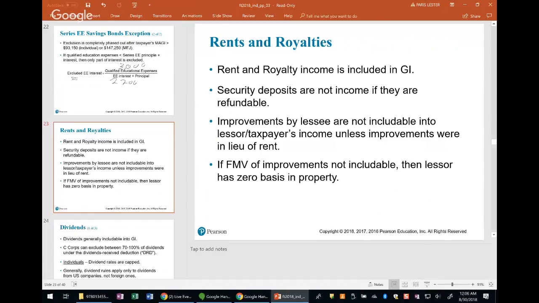Improvements by lessees are not included in the lessor's income. Now, if you paint the landlord's property and he lets your rent go, then the landlord should include that rent. All right? And you should include your services as wages for painting that house.